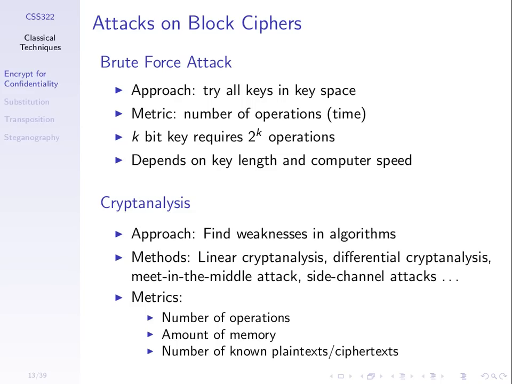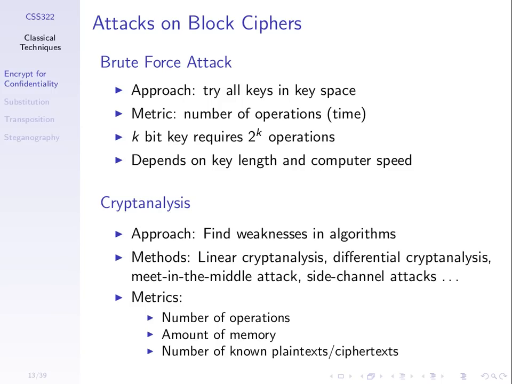In practical ciphers today, keys are binary values, usually random binary values. So we measure them in number of bits. A k-bit key has a key space of 2 to the k. There are 2 to the k possible keys, and therefore a brute force attack on a system that uses a k-bit key would take 2 to the k operations.